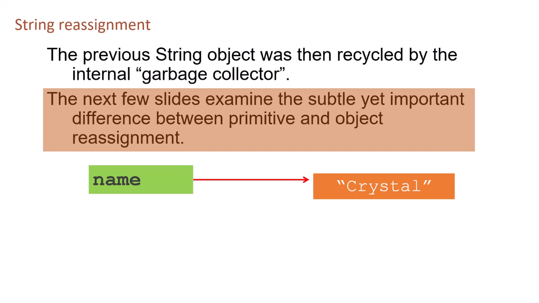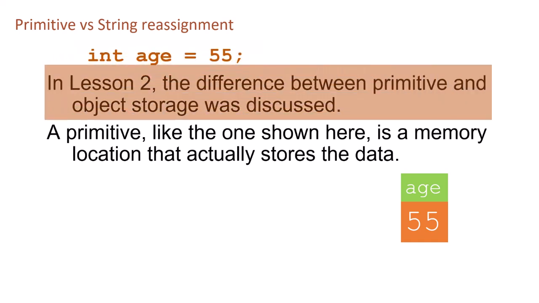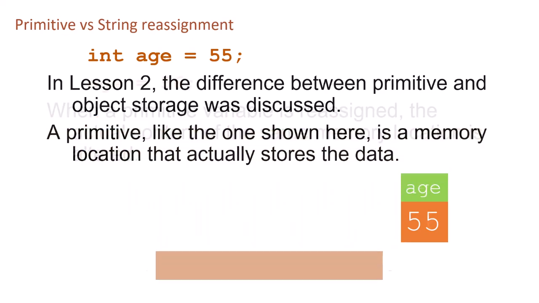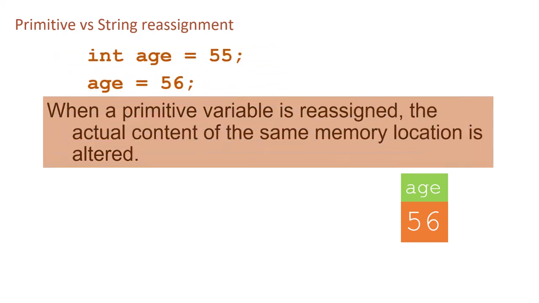The next few slides examine the subtle yet important difference between primitive and object reassignment. Int age is assigned 55. In Lesson 2, the difference between primitive and object storage was discussed. A primitive, like the one shown here, is a memory location that actually stores the data. Int age gets 55, age gets 56. When a primitive variable is reassigned, the actual content of the same memory location is altered.